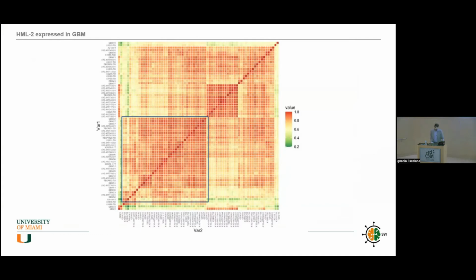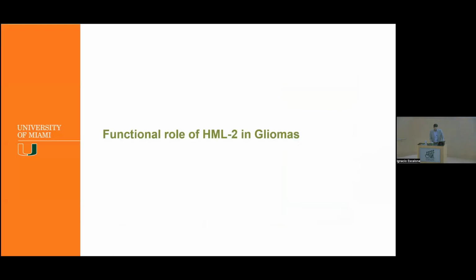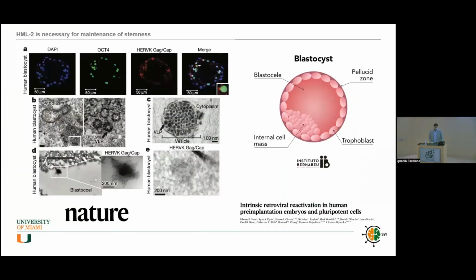So really, what does that mean, and what are the next steps? That brings me to the next point. What's the functional role of HML2? What's the functional role of these retroviral proteins in gliomas? And this is super interesting, very fascinating.